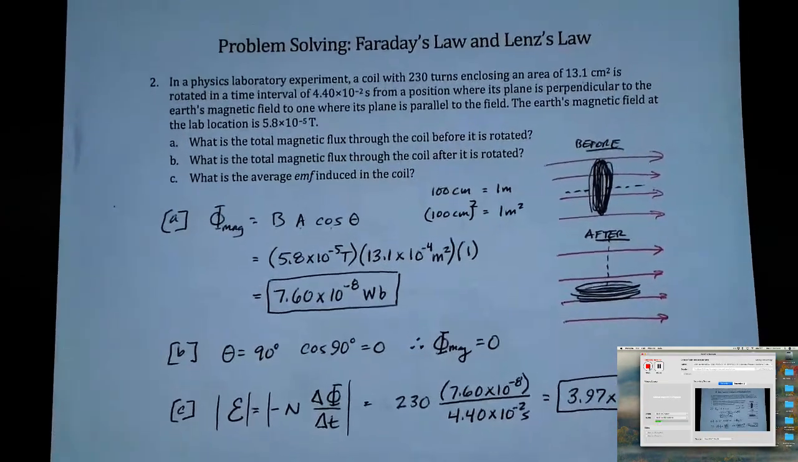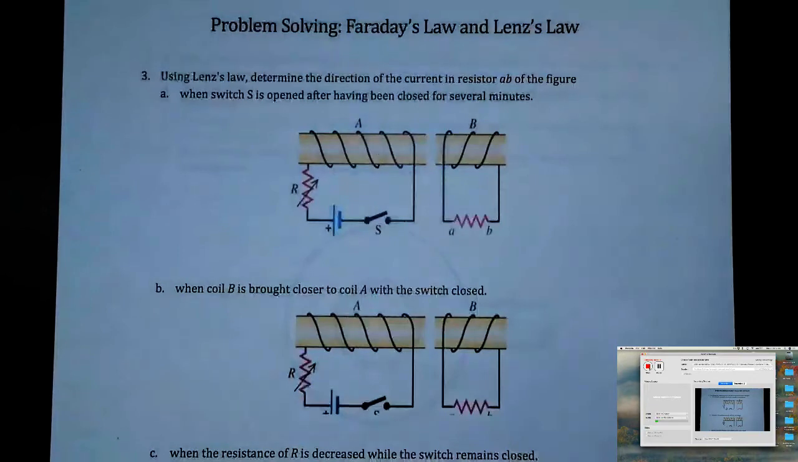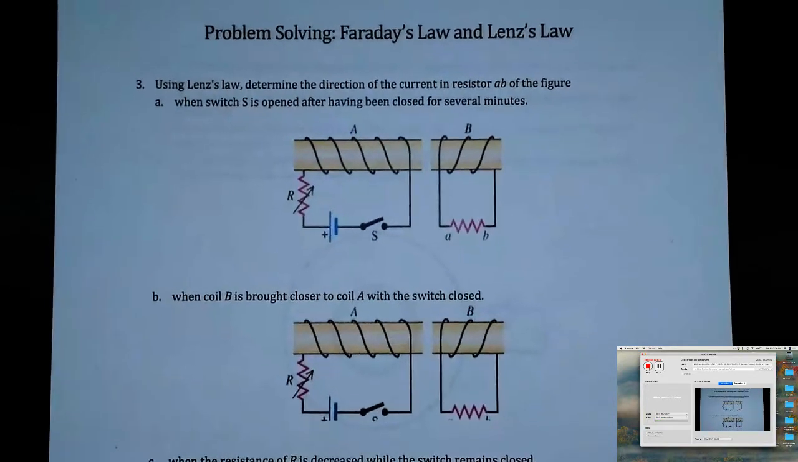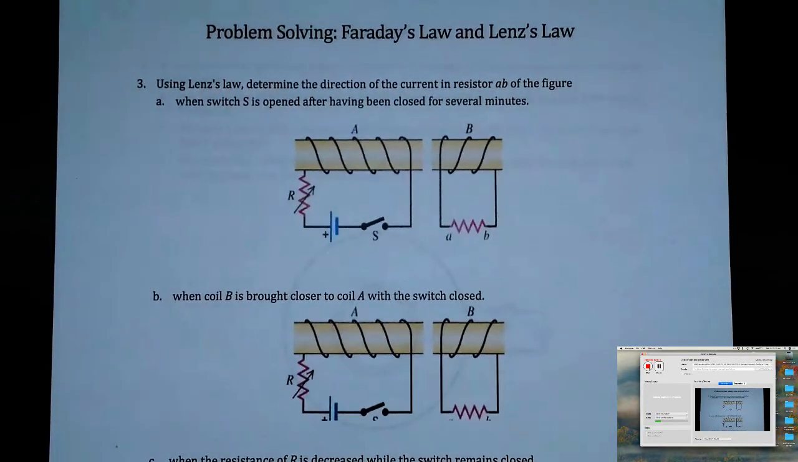Problems 3, 4, and 5 were intended for practice in figuring out directions of things. Half the battle in solving these problems is figuring out, again, how to think about three-dimensional phenomena off of a two-dimensional picture and what direction everything is oriented in.